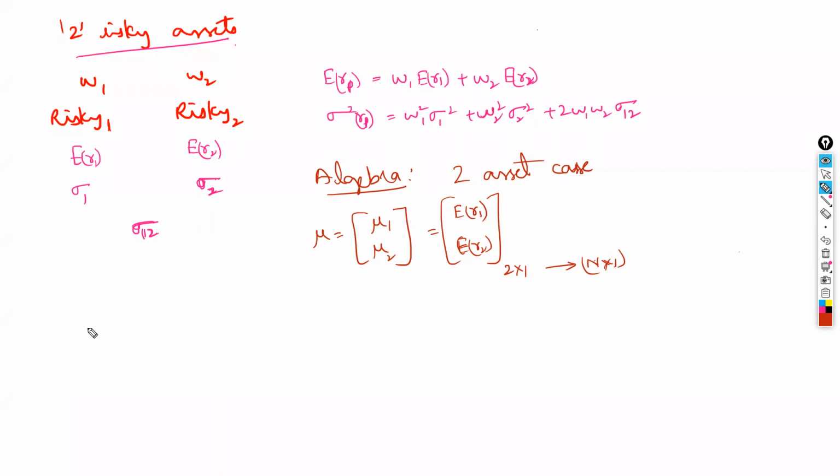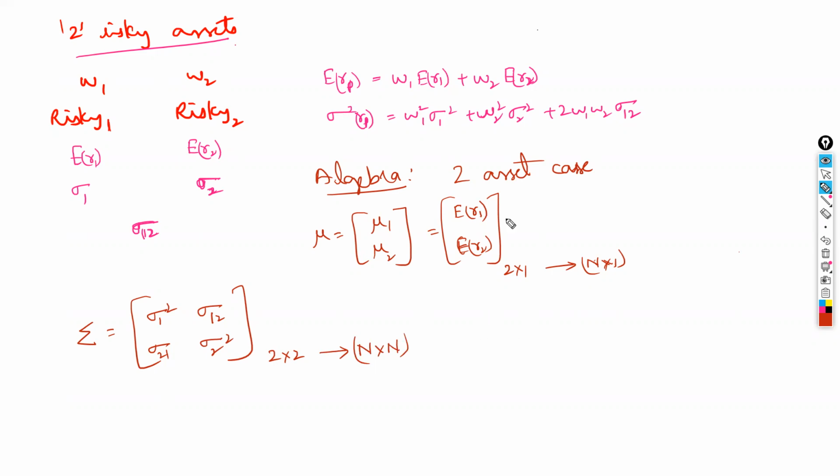Then you have the sigma matrix. Here you have sigma 1 square, sigma 2 square, and sigma 1,2 or sigma 2,1, both would be the same. Sigma 1,2 equal to sigma 2,1. Just remember that. This is a 2 by 2 matrix. Either you want to find the correlation between TCS and Infosys, or Infosys and TCS, doesn't matter. They both give the same thing. So this becomes a 2 by 2. If you have n risky assets, then this becomes n by n.